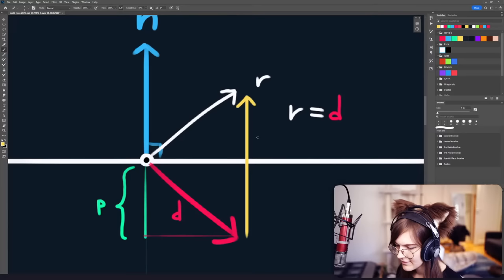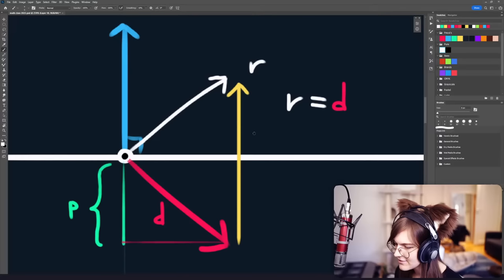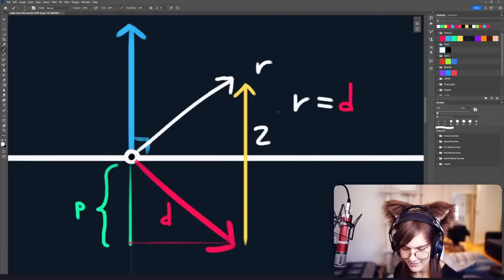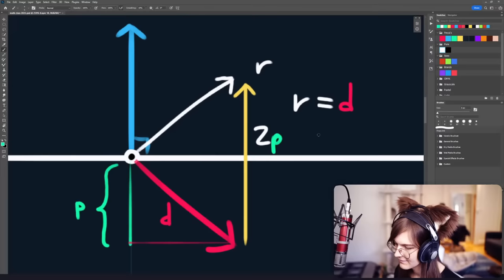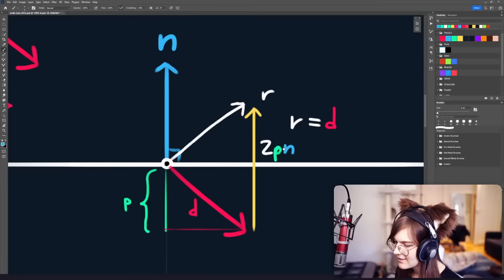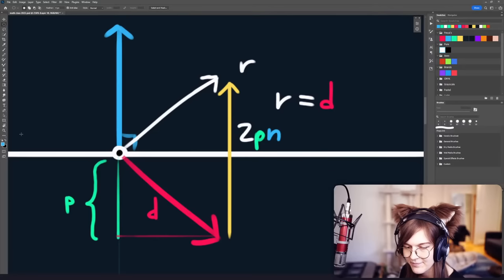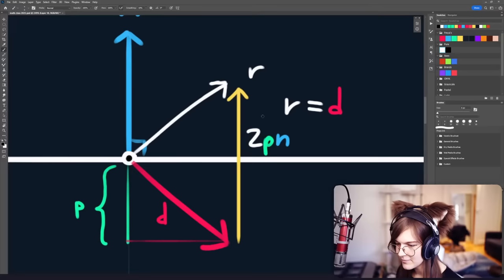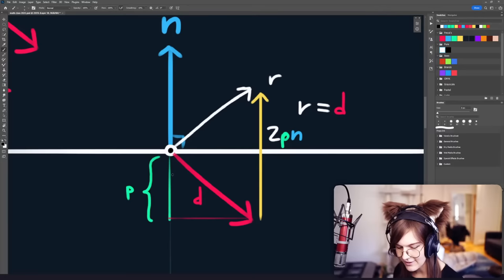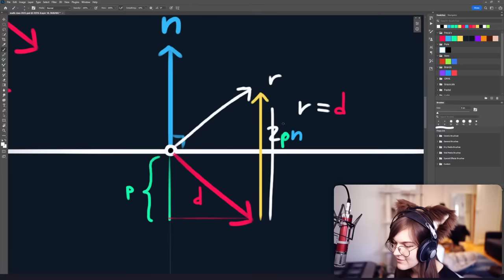If we just do 2 times P times the normal, then this is actually going to be negative. It's going to point along the opposite direction of the normal. So we actually need to introduce a sign flip for this one, so we're going to negate that. P times the normal, because P is currently just a number. But if we want to get an offset from this to up here, we need to work with vectors. So we need to add a vector to this position that moves it up to the reflected position.